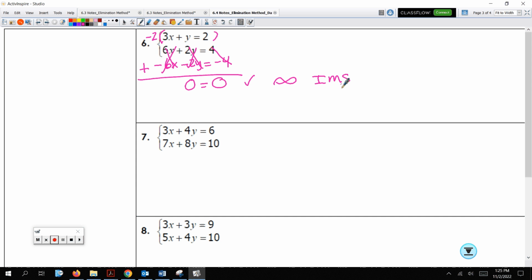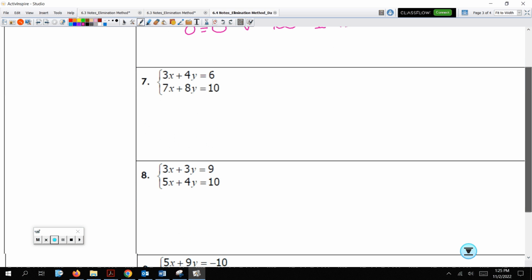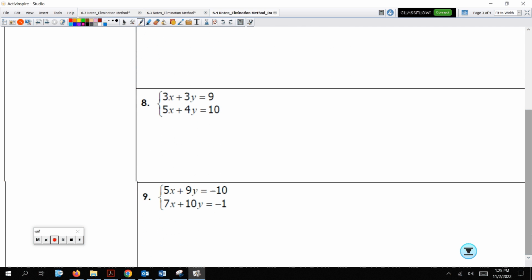All right, so I said we were going to skip 7 because 7 is just more of the same. Let's look at number 8. This is where things get a little fun. At this point, it is your choice. Who do you want to eliminate? What variable do you want to get rid of? So if you were like, hey, I want to get rid of y, then we look at the coefficients of y. And you want to think about the least common multiple, meaning a small number that both 3 and 4 go into. Well, if you're thinking 12, okay, that's cool.